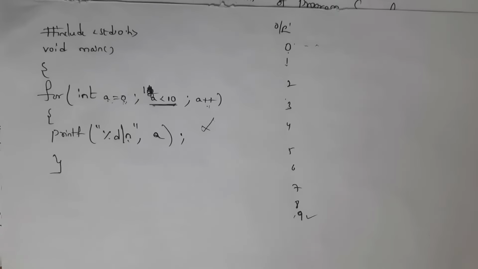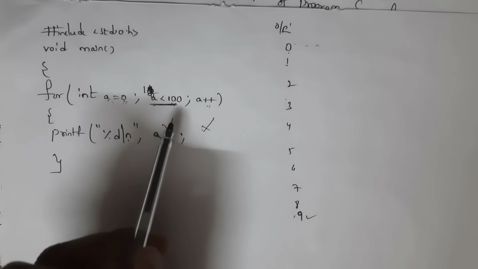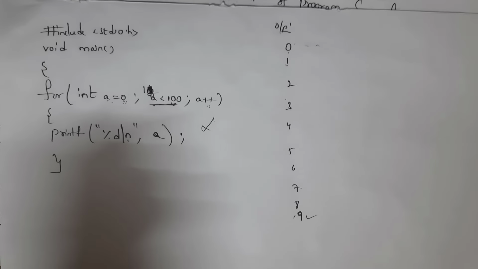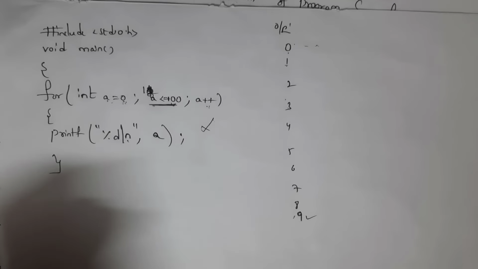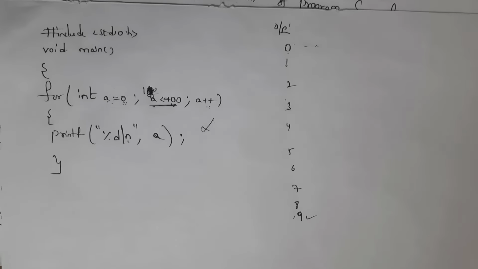For example, if you want to print numbers from 0 to 99, then you need to use here a less than 100. So it will print 0, 1, 2, 3 and so on until 99. For example, if you want to print numbers from 0 to 100, then you just need to write here a less than or equal to 100. So at last it will take 100. 100 is less than or equal to 100. So I'll get output from number 0 to 100. This is a C program for loop.